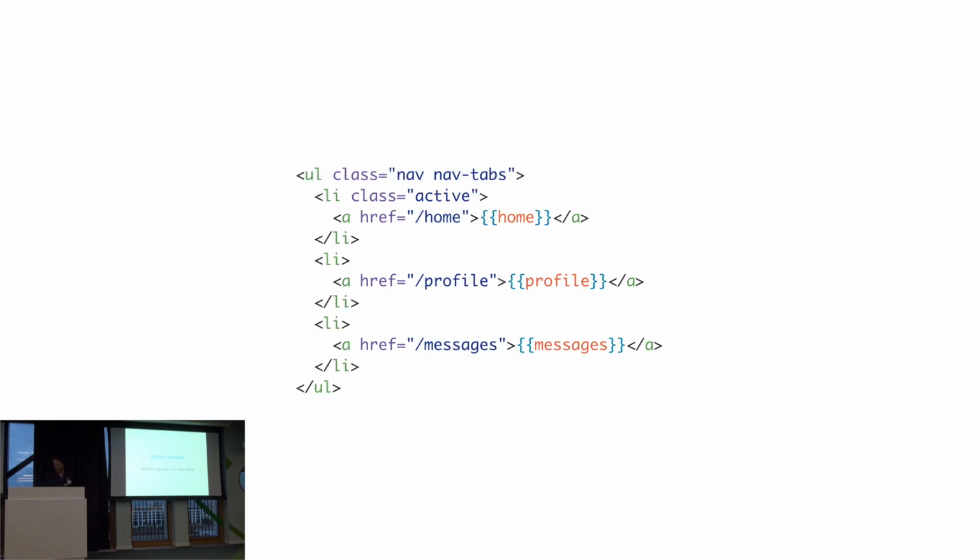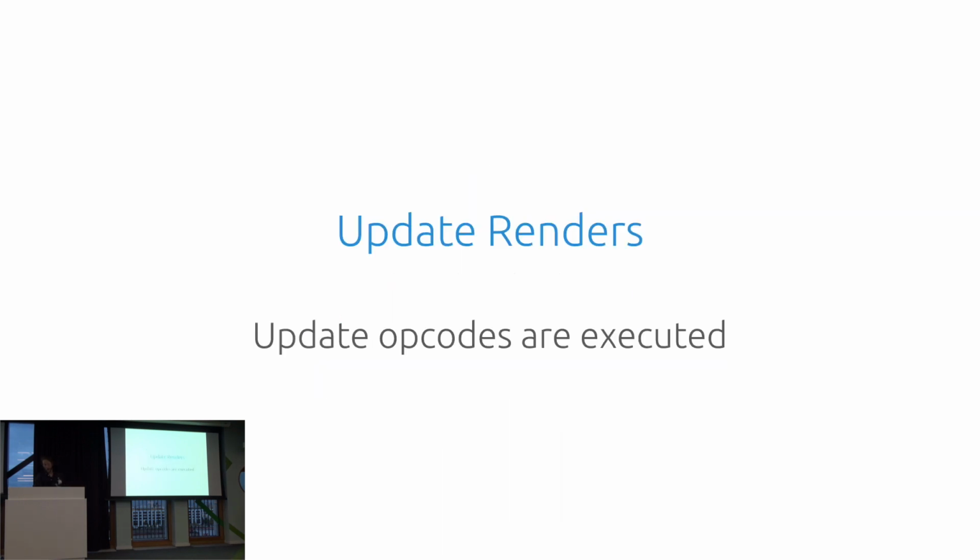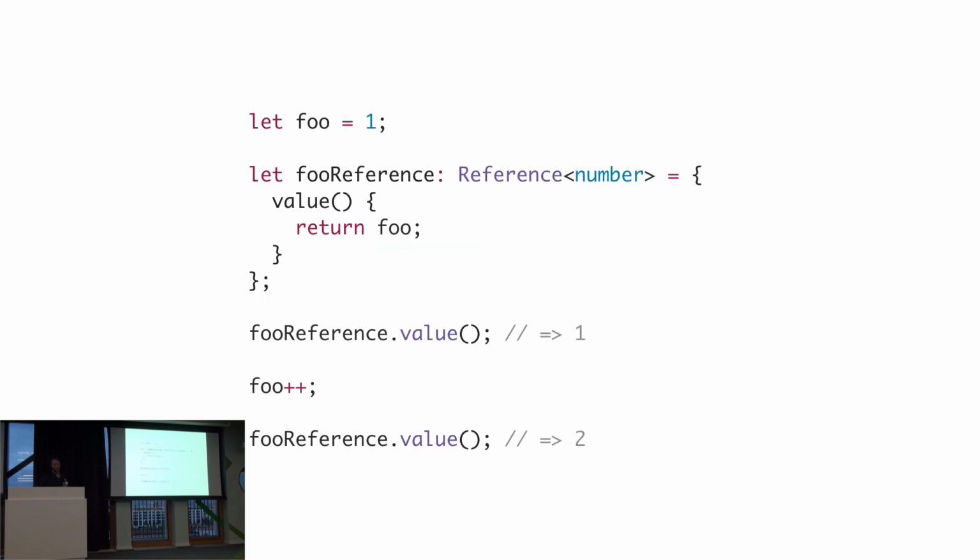Because the profile value here might have changed, doesn't mean it actually has changed. And if we can prevent a re-render or an update of the A tags in a text, that's obviously a very good thing, right? So the solution for that the Glimmer VM has is called references.